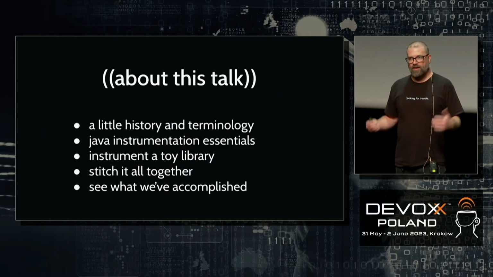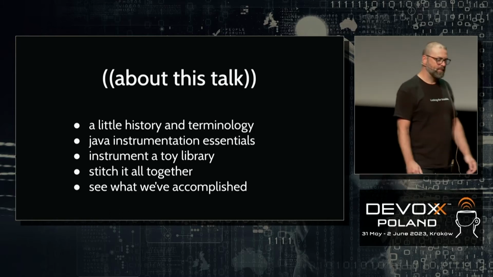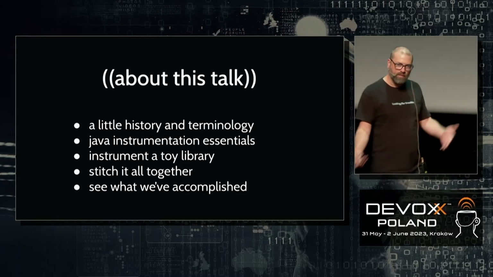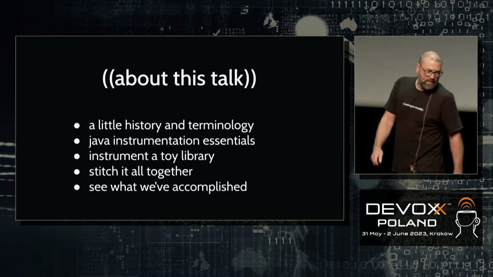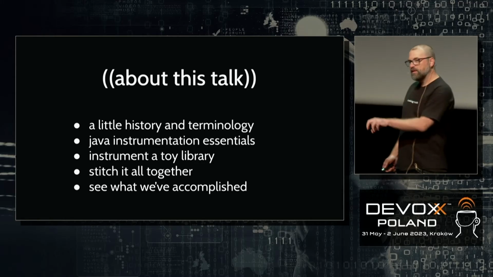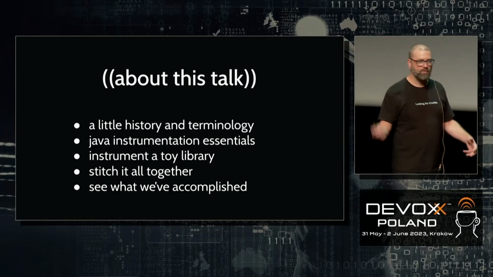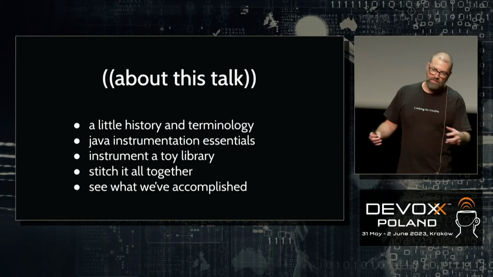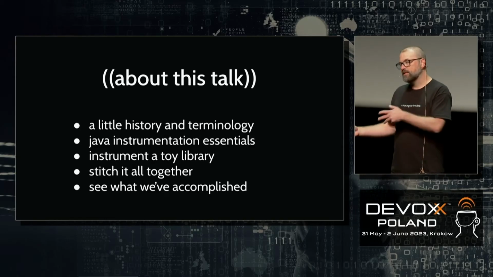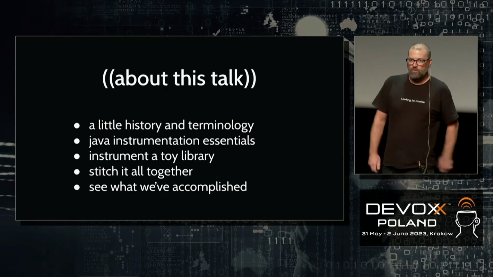So a little bit about what's here. We're going to do some background about observability and the history of Java instrumentation. I will go over a little toy library that I wrote for the purposes of this presentation, and then we will show a couple of different ways that we can go about building instrumentation to extract telemetry out of it. And we'll put it all together, do a quick demo, and wrap it back up.